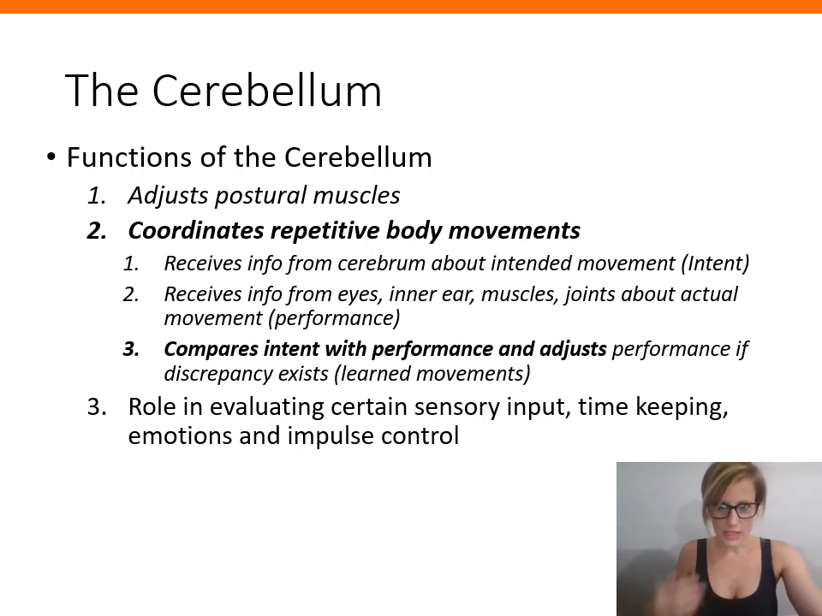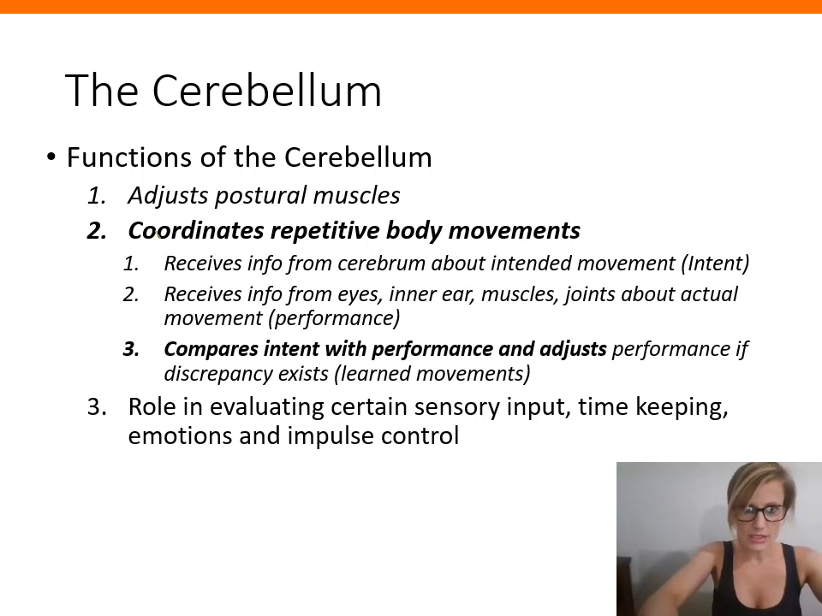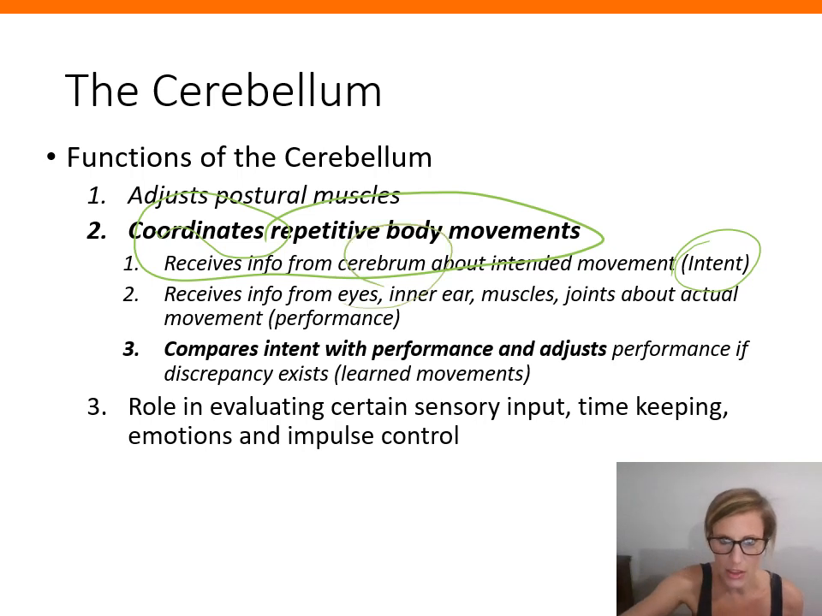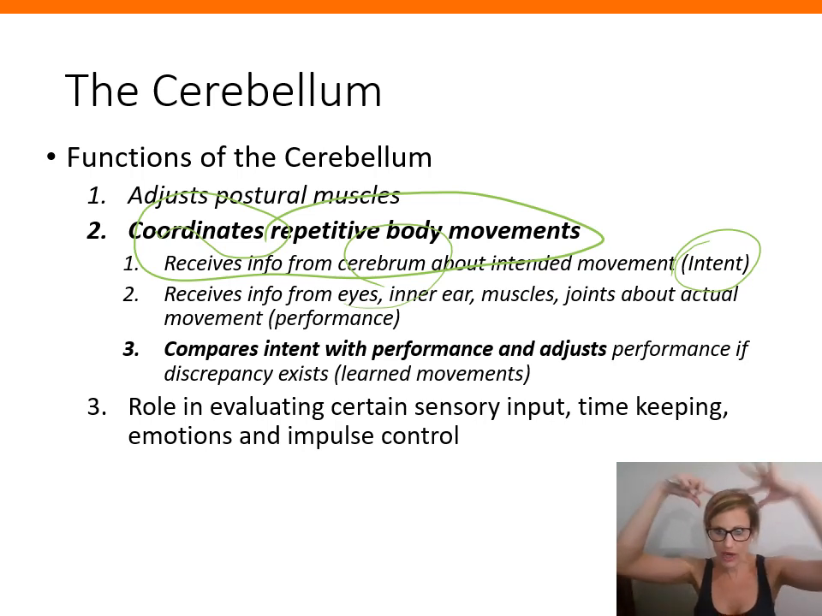So the way that the cerebellum coordinates repetitive body movements is, one, it receives information from the cerebrum about the intended movement. We refer to this as the intent. So the cerebellum doesn't initiate the body movements. It doesn't send the first commands out to the muscles to say contract. The cerebrum does this, right? We'll talk about this a little bit later in the lecture, but in the cerebrum, so up here in the brain, we have the primary motor cortex and the premotor area. Those areas plan the body movement and send the commands out to the muscles to say contract.